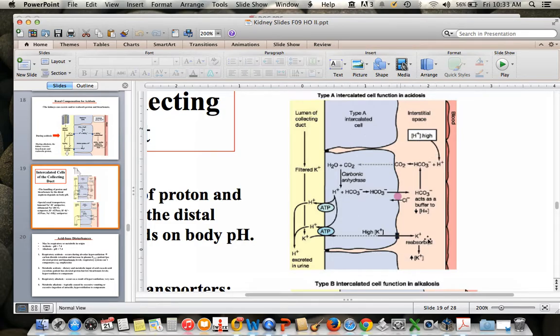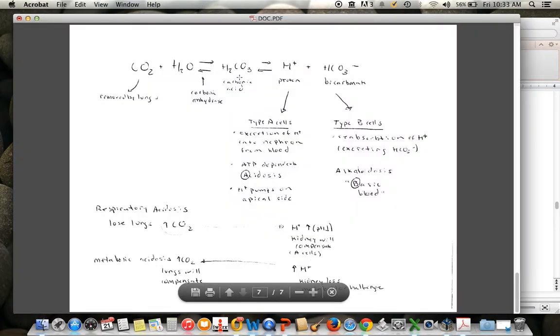So all of the action of these type A cells is predicated on the idea that you have lots of protons, or a lot of acidity in the blood, a low pH. So let's go back to what we talked about.